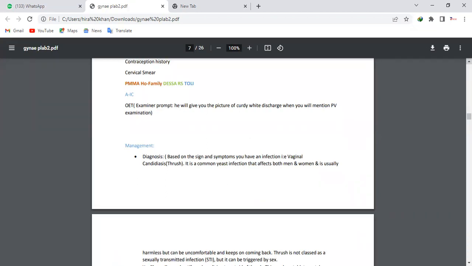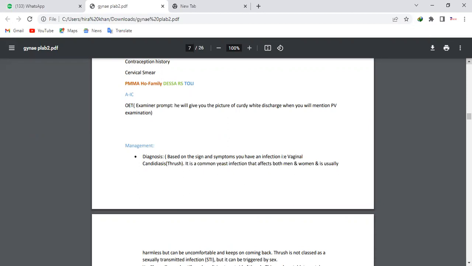Say it properly. For example, well, Saira, on your vitals, or you can simply say, your blood pressure and pulse are absolutely fine, but on examination I have found that there is clear curdy white vaginal discharge on per vaginal examination. So based on your signs and symptoms, I believe, or you can say I suspect, that you are having a simple infection of the vagina, that is vaginal candidiasis, or you can say in simple words, thrush. Do you know about that? It is a common yeast, or you can say a simple fungus, that commonly affects men and women and is usually harmless, but can be uncomfortable and keeps on coming back.